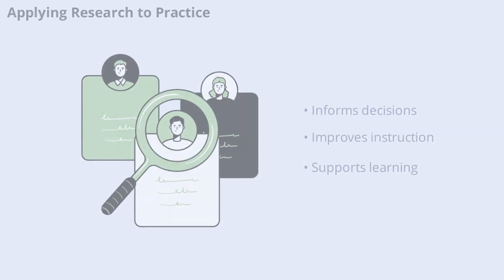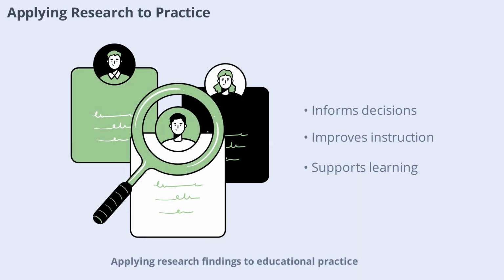Applying research findings to educational practice is the ultimate goal of educational psychology. Teachers, administrators, and policymakers use research to inform decisions, improve instruction, and support student learning. Translating research into practice requires clear communication, collaboration, and ongoing evaluation. Effective application of research leads to better educational outcomes for all.